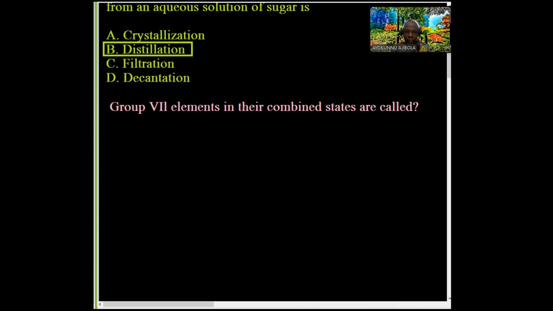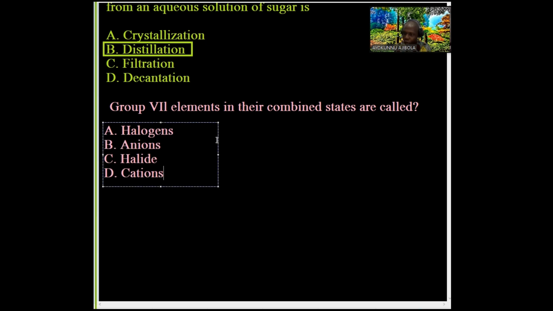It's true that they are halogens, but if I give you the options, they are not. No, don't listen like this. You don't have to see. Now, look at the options. Halogen is there, right? Yes.